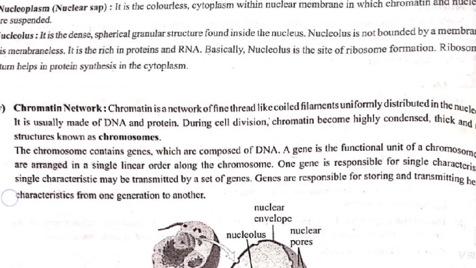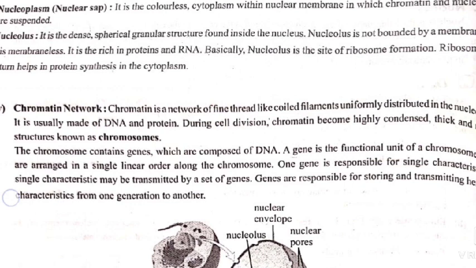20 to 30% of histone is made up of arginine and lysine amino acids. On the basis of the relative amount of arginine and lysine, there are 5 types of histone proteins: H2A, H2B, H3, H4 and H1. Lysine rich type of histone is H1. Slightly lysine rich types of histone are H2A and H2B. Arginine rich types of histone are H3 and H4.